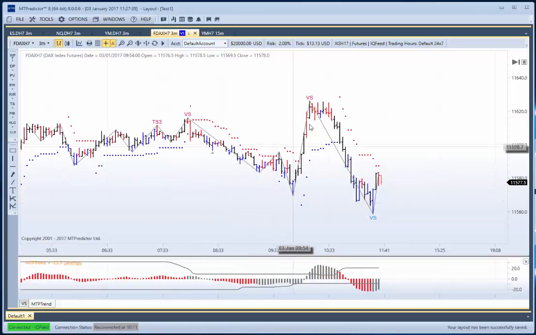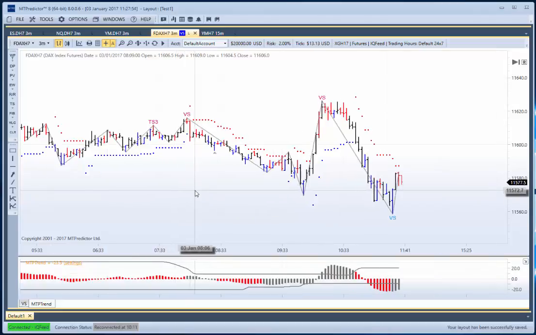So a good example of our VS or volume spike setup, that's a new trade setup in our MTPredictor version 8 that's due out fairly soon now. We're just beta testing it. That's also currently available in our NinjaTrader 7 add-ons and our NinjaTrader 8 add-ons. And as you can see, it caught a couple of very nice trades today on the 3-minute chart of the DAX.